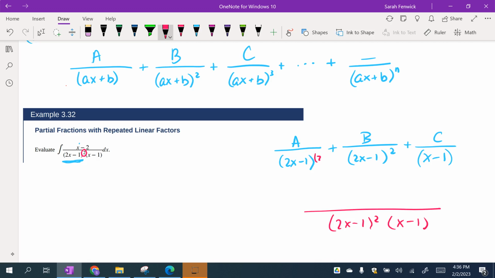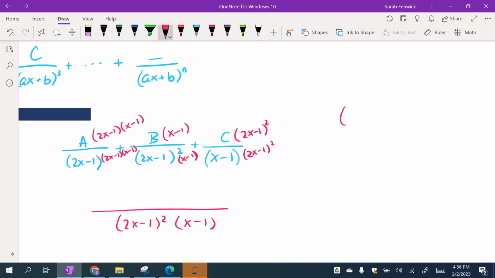That means that here we would multiply by 2x minus 1 and x minus 1. Here we just multiply by x minus 1. And on this last one, we multiply by 2x minus 1 squared. So we have a little bit of algebra that we need to do. I'm going to take my 2x minus 1, x minus 1 over here. That gives me 2x squared minus 2x minus 1x plus 1. So that'd be 2x squared minus 3x plus 1.